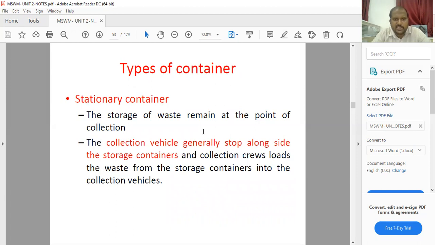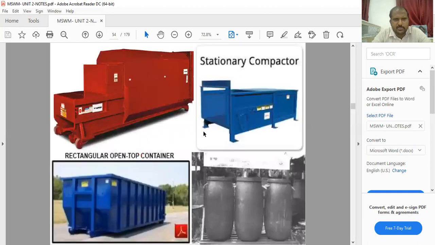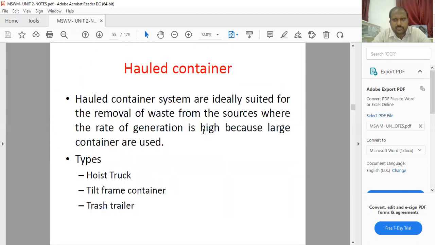The collection crew generally stops along the sides of the storage containers and loads the waste from the storage containers into the collection vehicles. These are some stationary collection system examples. The next one is the hauled container. Hauled container systems are ideally suited for removal of waste from sources where the rate of generation is high, because large containers are used.